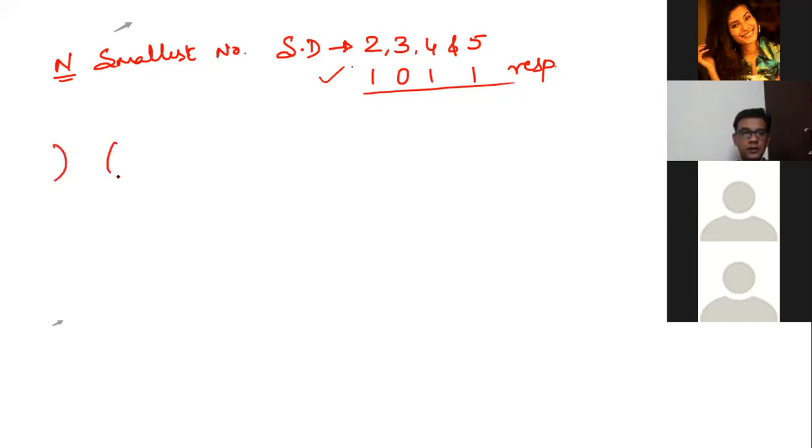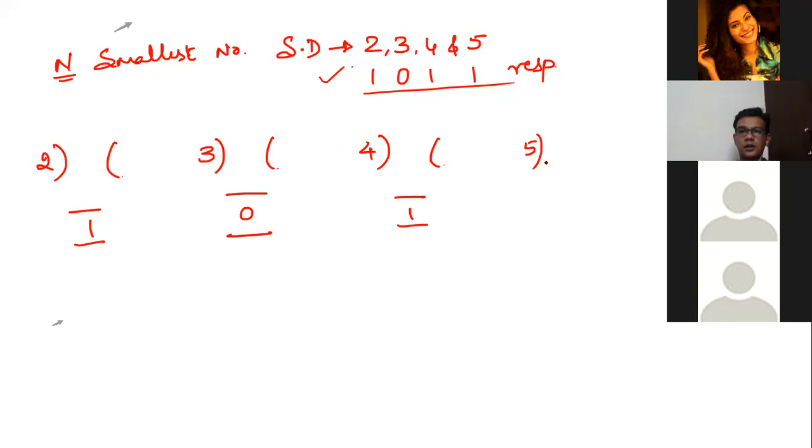So first time I'm dividing by 2. And what is the remainder I have to get? 1. Second time I have to divide by 3. And what is the remainder I should get? 0. Third time I have to divide by 4. And what is the remainder I should get? 1. Fourth time I have to divide by 5. And what is the remainder I should get? I should get a remainder of 1 again.